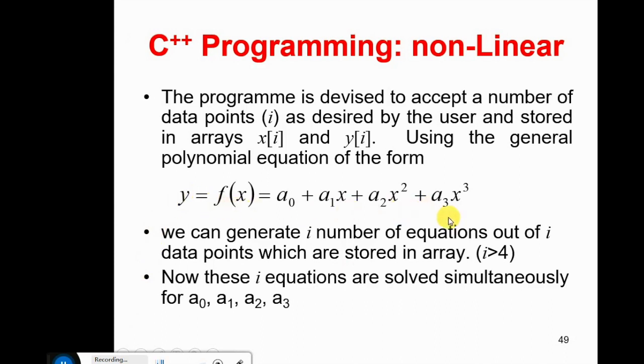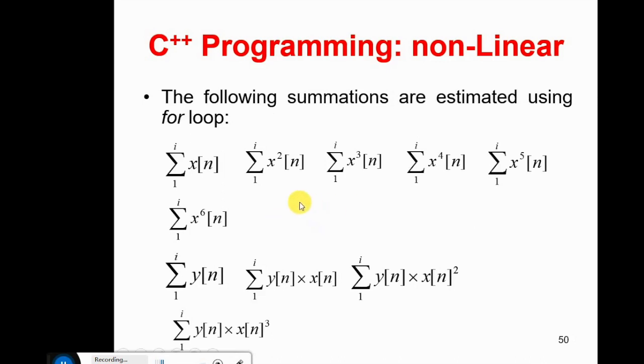So the third order polynomial looks like this. Here you at least need 4 data points. Because you have to solve 4 equations, you need at least 4 data points, and then you can find out the polynomial of order 3 in that case. So here, while working out the C program, you need to work out these summations, xi to the power 0, xi to the power 1 and so on.